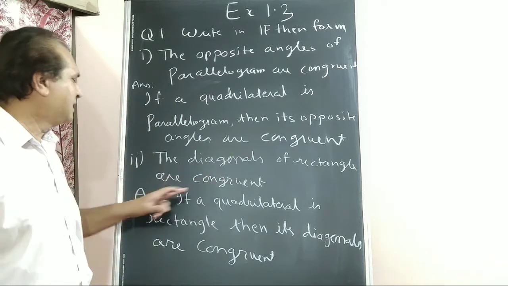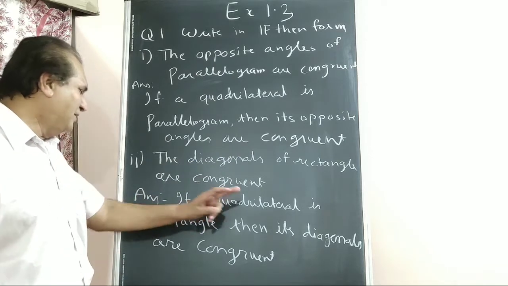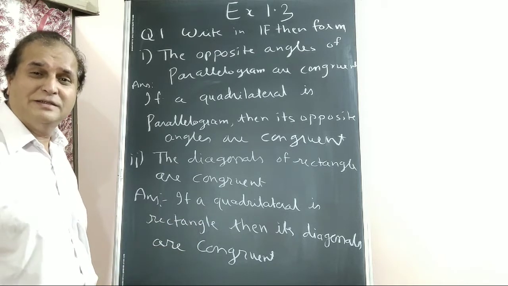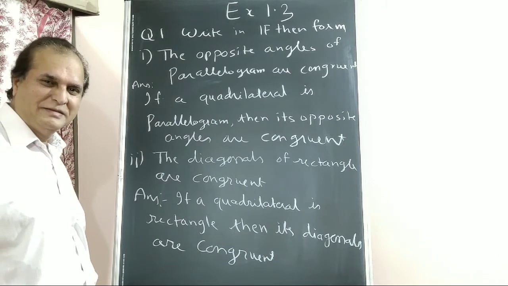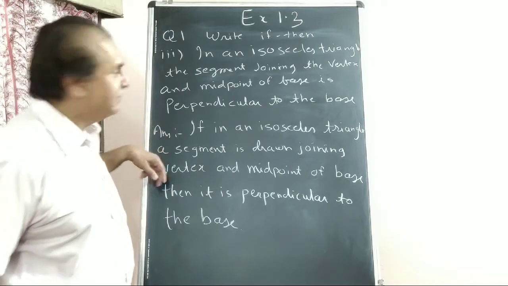Okay. One more statement. The diagonals of rectangle are congruent. Can you make it? If a quadrilateral is a rectangle, then its diagonals are congruent. Understood? Easy? Okay. Sum number 3.